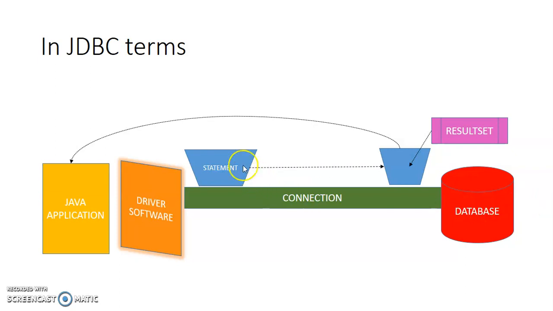The third step is that we need to create our requirement using the statement object. This is our query, what we want from the database. So it is a statement object. Next, the statement will be transported to the database. The database will process it, prepare the output and put it in the result set. The result set will be transported back to the Java application and the Java application can process the result. So this is how JDBC is going to work.